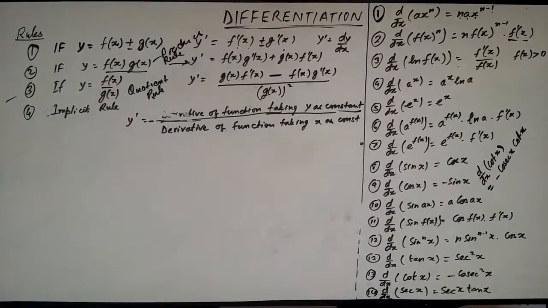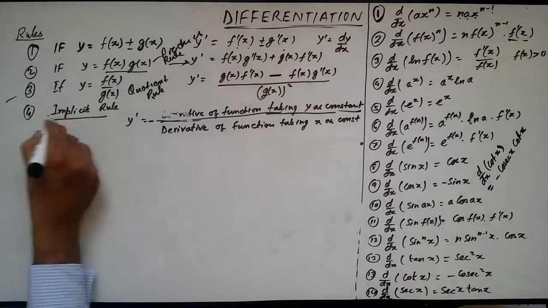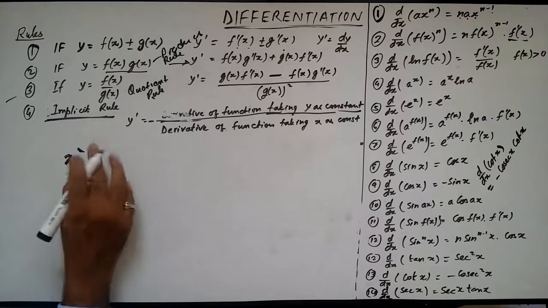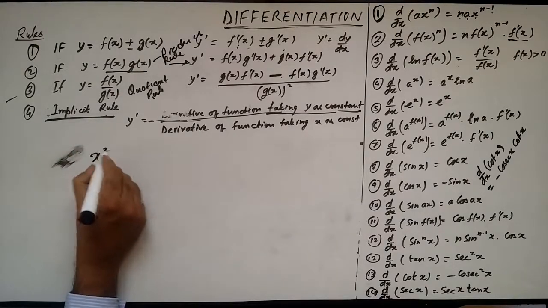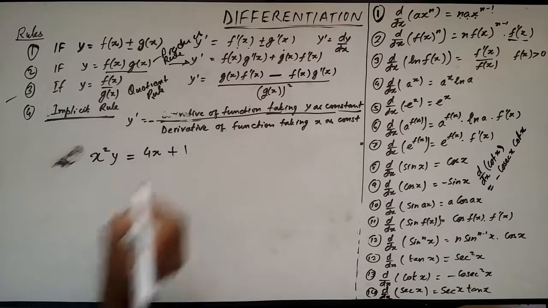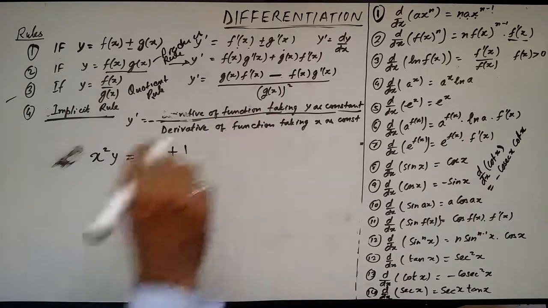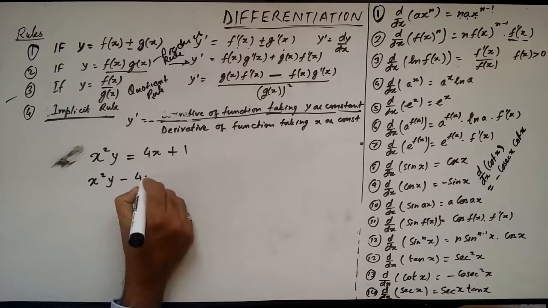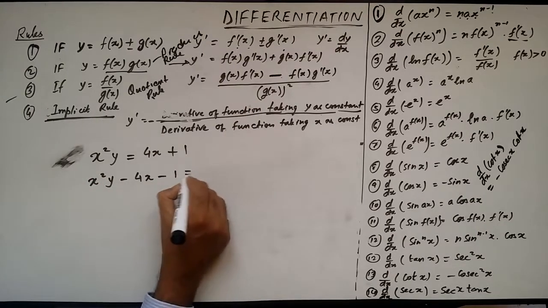So now I'll be taking some exercises on implicit functions. Okay, let's see this. We will be applying this rule. x squared y equal to 4x plus 1. So if we apply this rule, first of all we have to bring all the terms on one side.